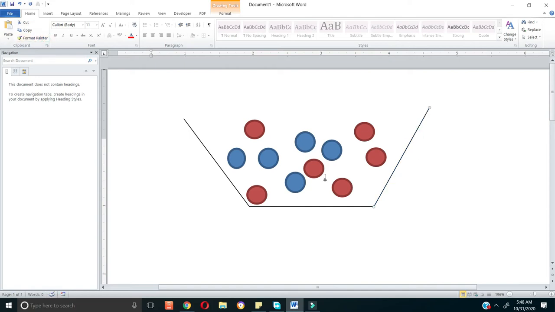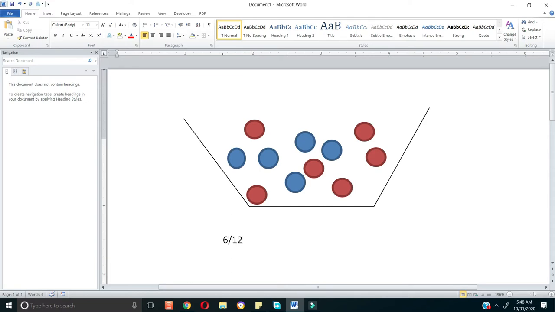Because if I pick from this container, which has how many balls? Let me count: 1, 2, 3, 4, 5, 6, 7, 8, 9, 10, 11. So this container has 11 balls. If I want the probability of picking red balls, how many red balls do we have? We have 6. So the first time I pick, it is going to be 6 out of 12.